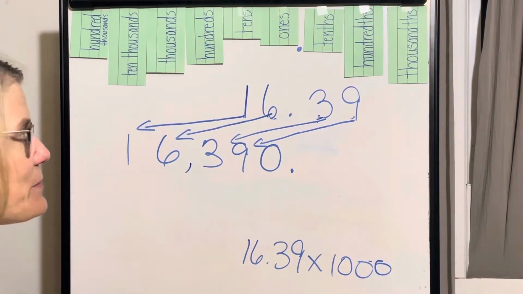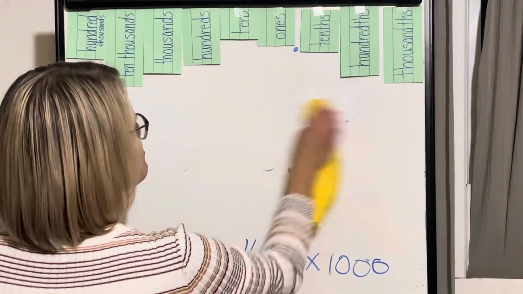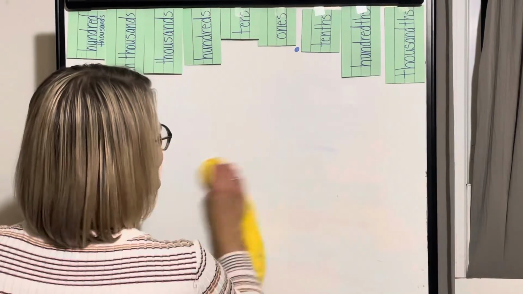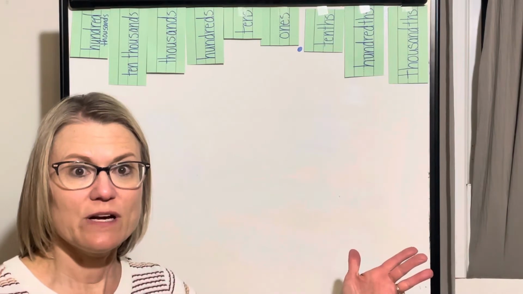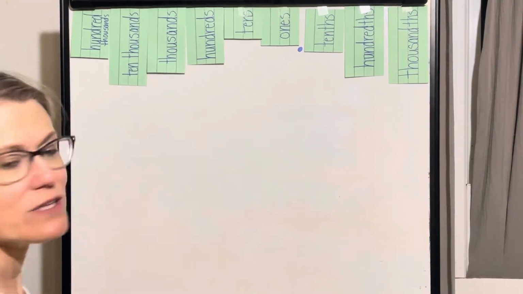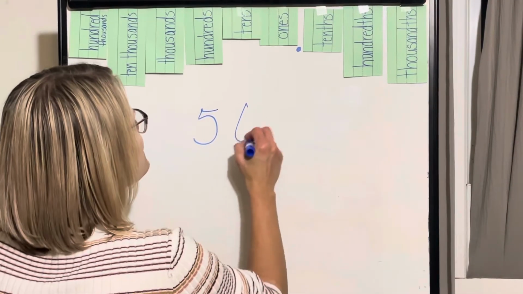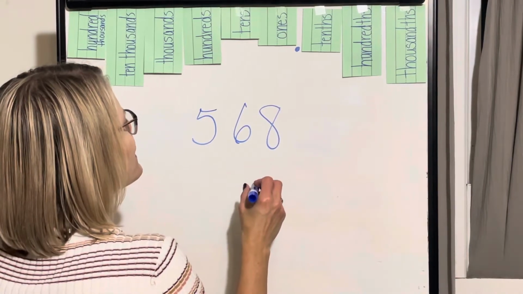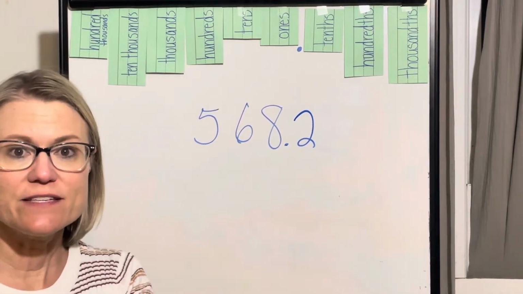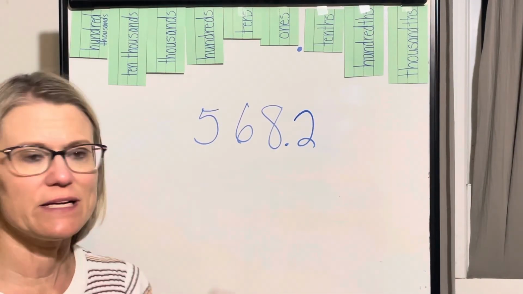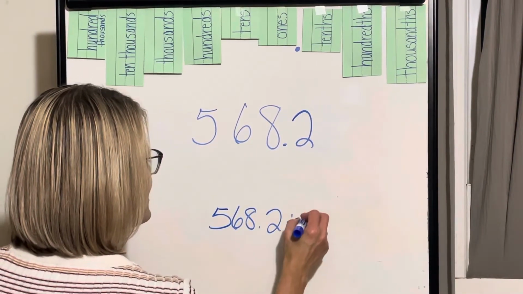Now, what happens if we take a new number, and this time, instead of multiplying, we're dividing? Instead of making the number bigger, we're going to make the number smaller. Okay, so let's start with 568 and 2/10. All right, so we're going to take this, and instead of making it larger, we're going to divide by 10. So we've got 568 and 2/10 divided by 10.